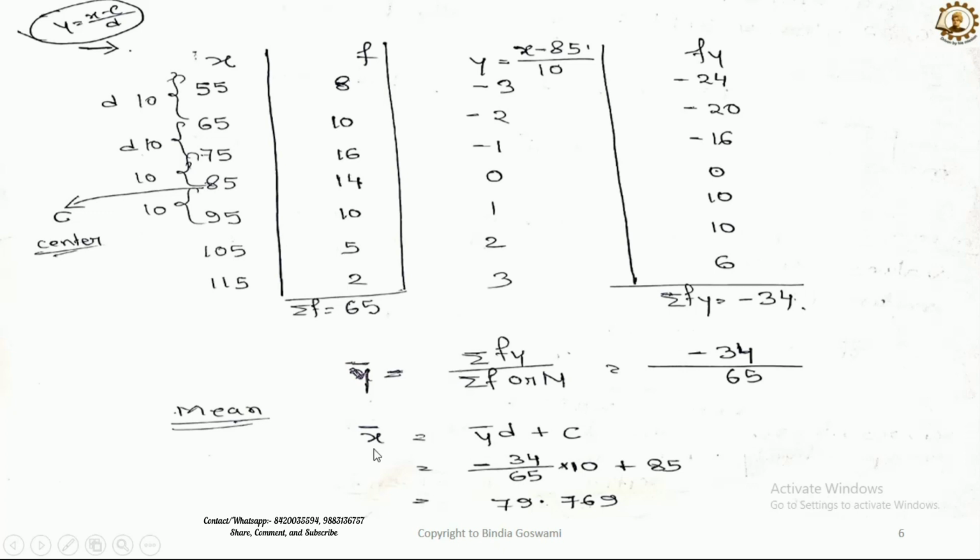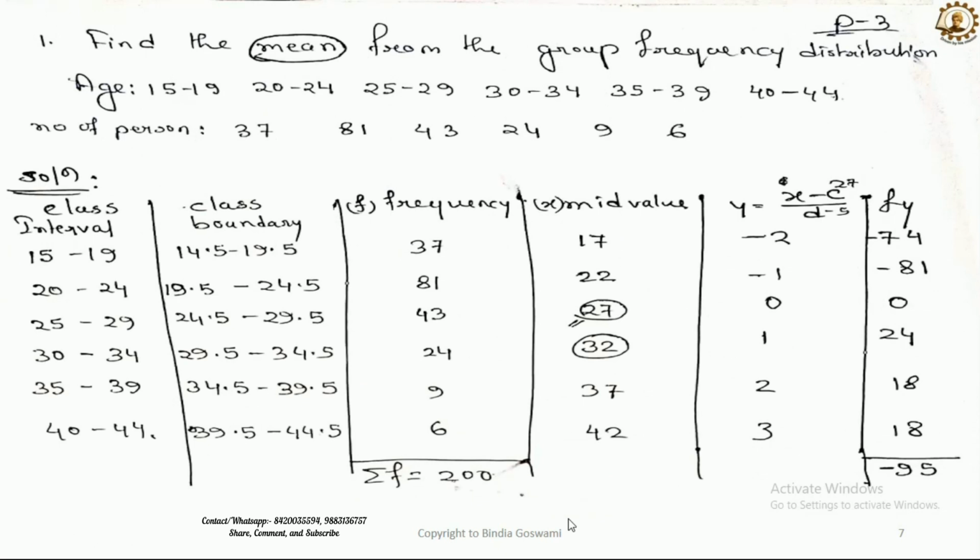Now the main value: we will find x bar, that means the mean. So x bar equals y bar into d plus c. So y bar equals minus 34 by 65, into d which is 10, plus c which is 85. So this is the result of x bar, that means the mean, 79.769. Next, this is also mean. Another question of mean with frequency, similar to the previous question.